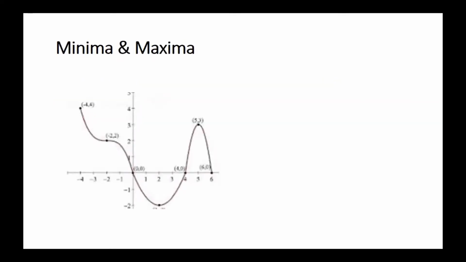So let's look for minima and maxima. Here we have our fuzzy graph again of a function, and we start looking for local maxima, and we see that the point (-4, 4) is the highest point in that area. We also see that the point (5, 3) is surrounded by points that are lower than it. So the local maxima for this function are (-4, 4) and (5, 3).